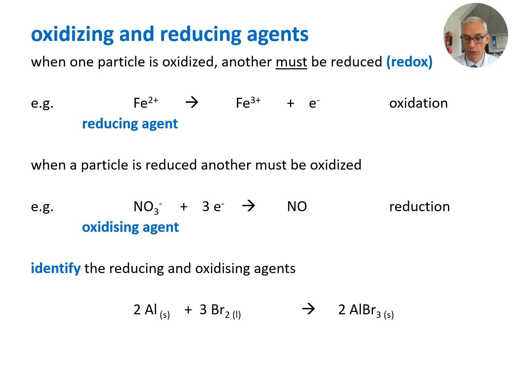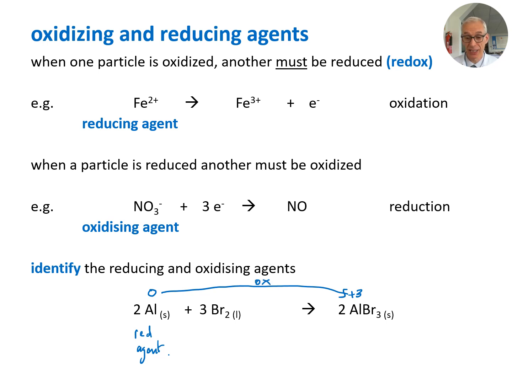Okay, so aluminium starts at 0 and ends up at +3. So aluminium is oxidized, and therefore this must be the reducing agent. So aluminium is the reducing agent. It itself is oxidized. Something else must be reduced.